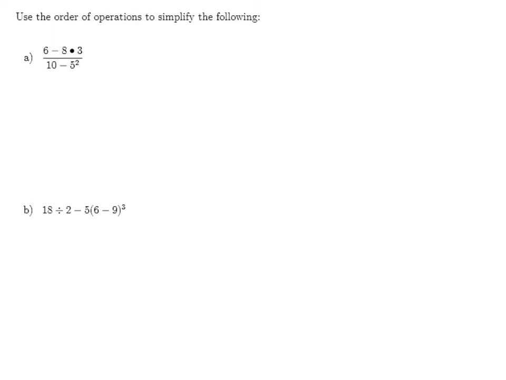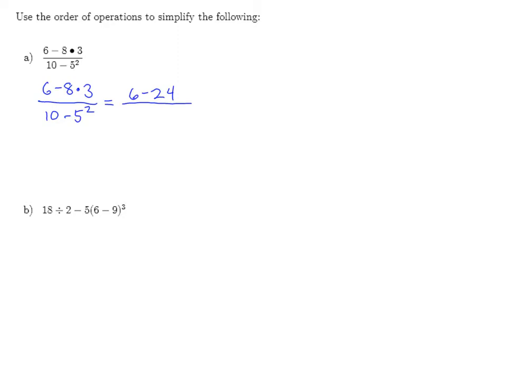So starting out, in this numerator, we'll take our 6 minus 8 times 3, and in our denominator, we have 10 minus 5 squared. Looking at that numerator, the operations we see there are subtraction and multiplication, and according to the order of operations, that multiplication will precede subtraction. So this will simplify to 6 minus 24 when we multiply 8 and 3.